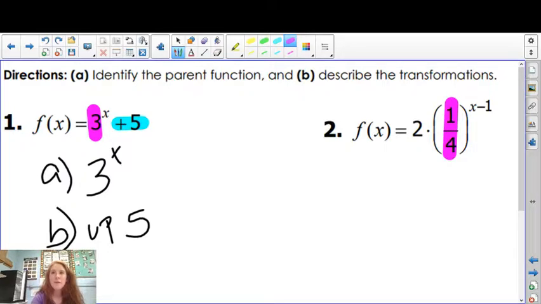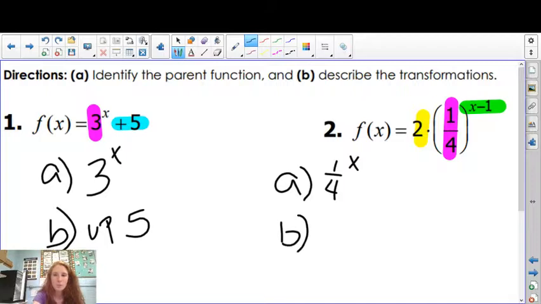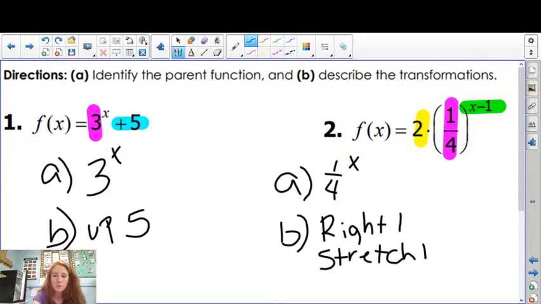And base is the thing with the exponent. The green is going to be the horizontal change. The yellow is a multiplier, or a divider. In this case, it's a multiplier. So part A, parent function, well, that's 1/4 to the x. Part B, he is going to go opposite. I see -1, so that's actually going to go +1, and plus is going to the right, so he's going right 1. He is also going to stretch, because 2 is bigger, by 2. He's going to be twice as tall.